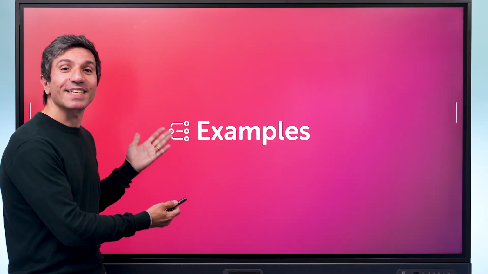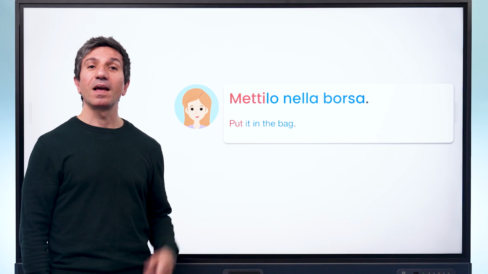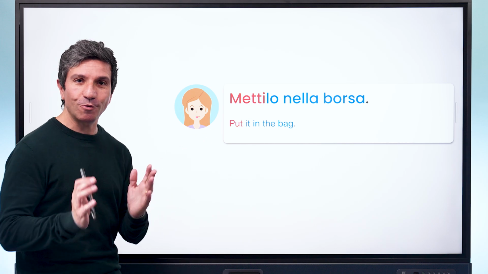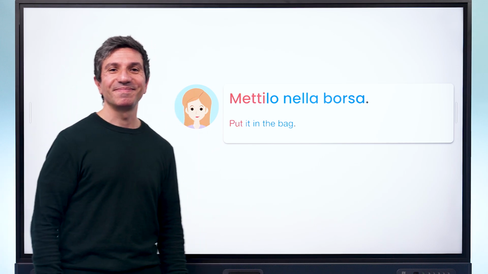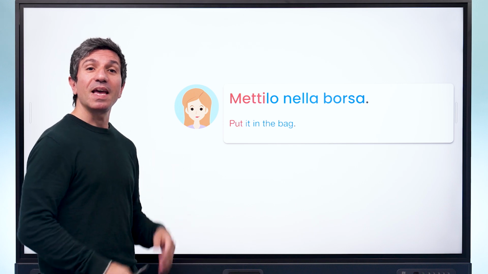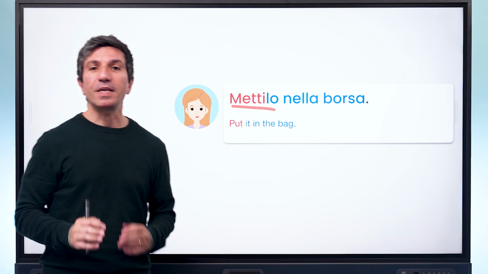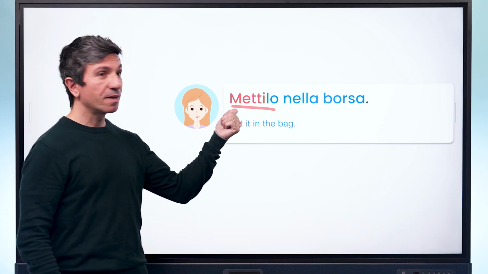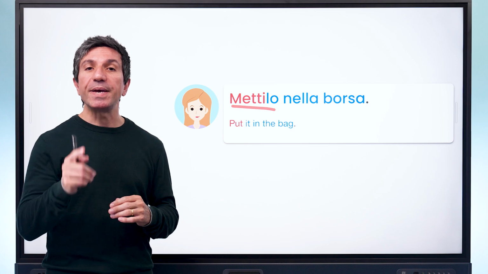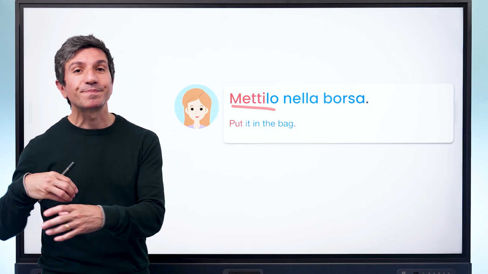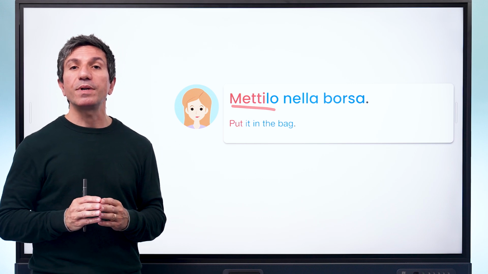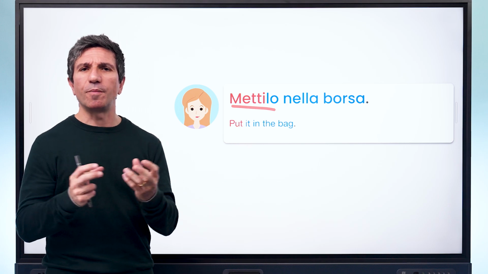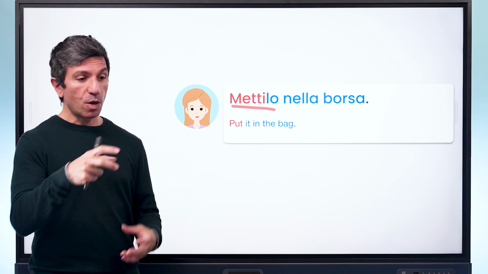Now, let's look at some speaking examples. Mettilo nella borsa. Put it in the bag. Can you see how the pattern applies here? Let's break it down. Here, mettilo is the imperative verb with the direct object pronoun attached. Metti is the imperative form of the verb mettere, meaning put. Lo is the pronoun it, attached directly to the verb. So we have the full command mettilo, meaning put it.